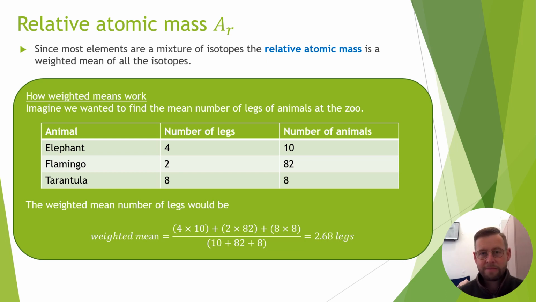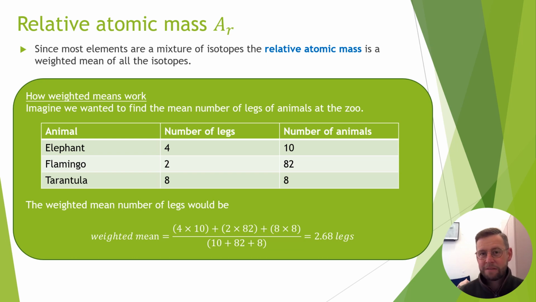So how would I work out the average number of legs? Well, the weighted mean would be: I would do the number of legs of an elephant multiplied by how many elephants there were. Add that to the number of legs on a flamingo multiplied by how many flamingos there were. And add that to the number of legs on a tarantula multiplied by how many tarantulas we have. That is actually a count of the total number of legs over all of the animals we've got. And now we need to divide it by how many animals we've got. And basically we end up with 2.68 legs as the average number of legs that our animals have.